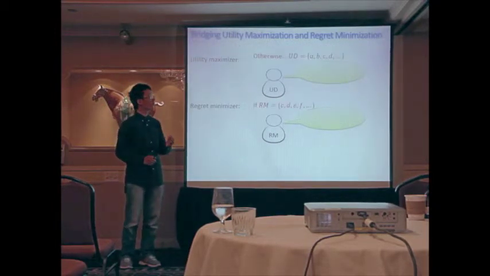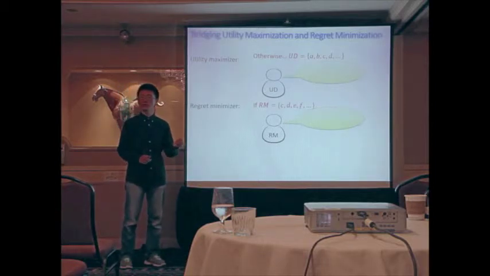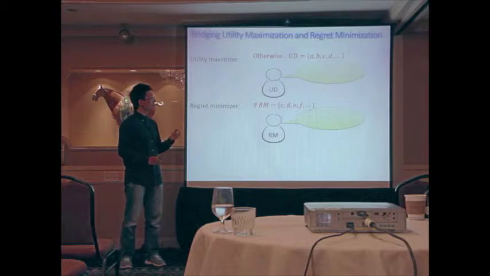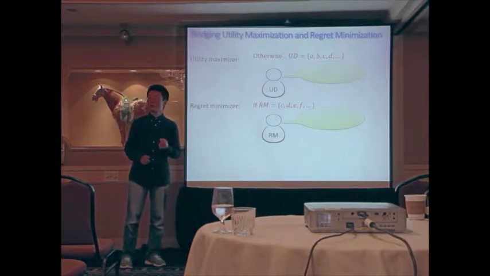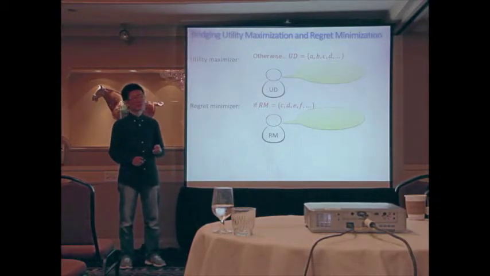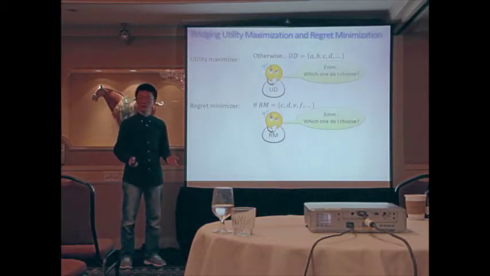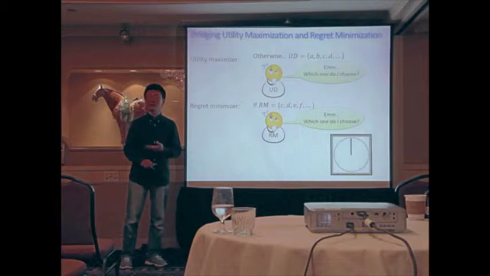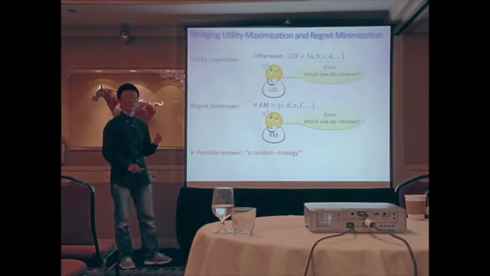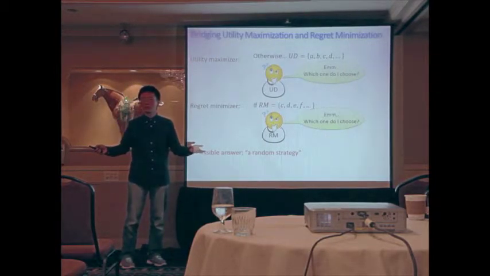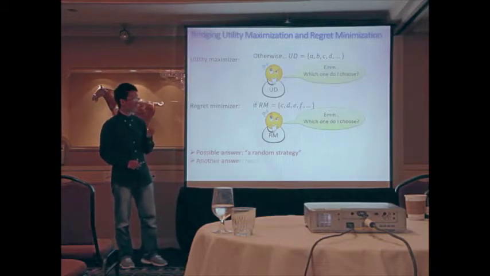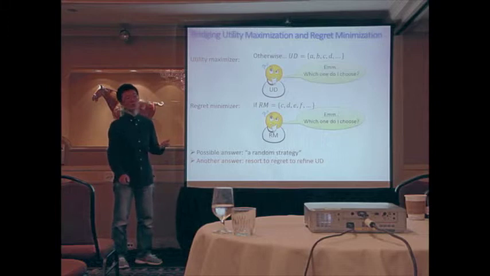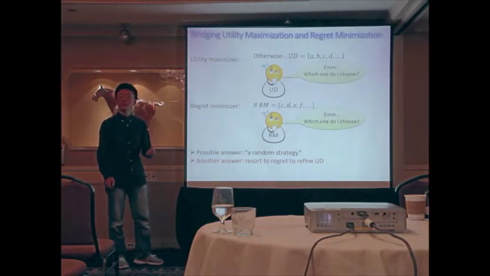But what if there's no dominant strategy? Like in this Knightian case, the sets UD and RM are unavoidably of multiple items. So which one does the player choose? The clock is ticking, and before the game ends, he has to pick a strategy. One possible answer is maybe he will play a random strategy. But I want to say there's at least a second answer. For instance, a utility maximizer may want to use regret to further refine his strategies.